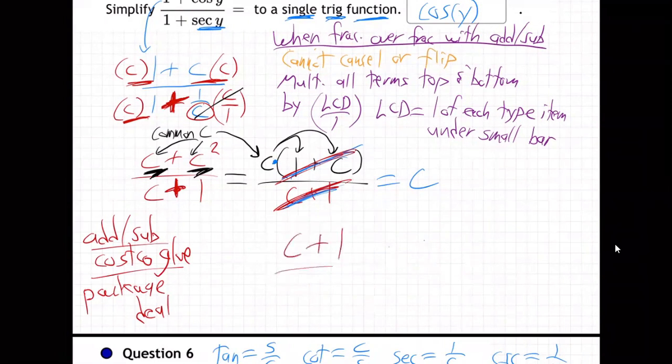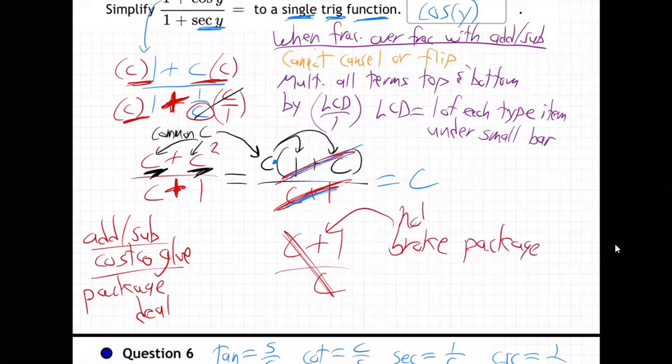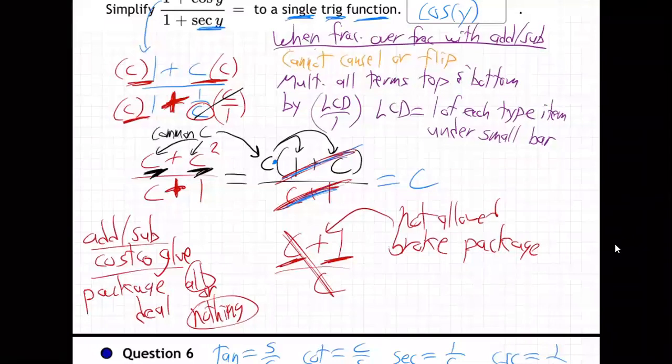Whereas if I had C plus 1 over C, I could not cancel. Why not? I broke the package. Do you see that? Not allowed, because these guys, this C and this 1, are like, hey, we're connected. We're a package deal. You can't break our glue bond. You got to buy both of us or buy nothing. All or nothing. That's what we mean by package deal. That's what you do at Costco, right? You buy the whole package or you buy nothing. You can't break up the package.